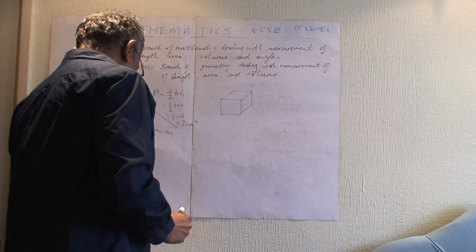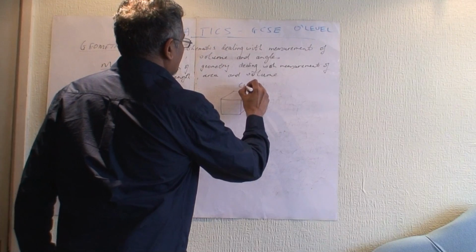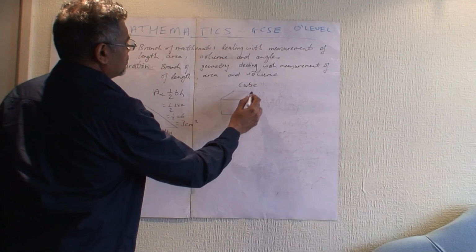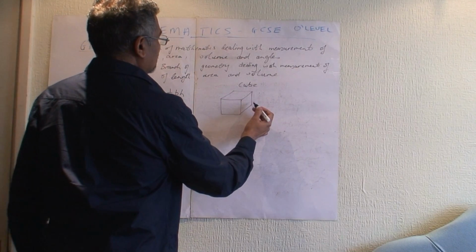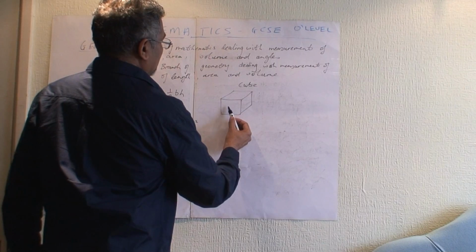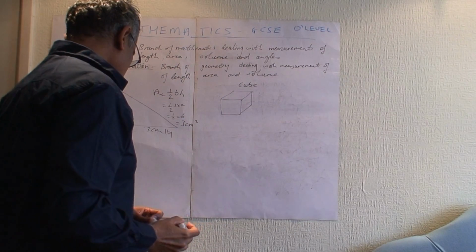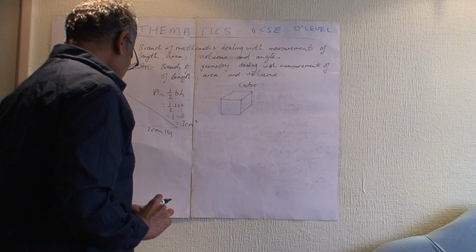Okay, and it is known as a cube. A cube has all sides equal. The length of each side is equal, and the area of each face of it is also equal.